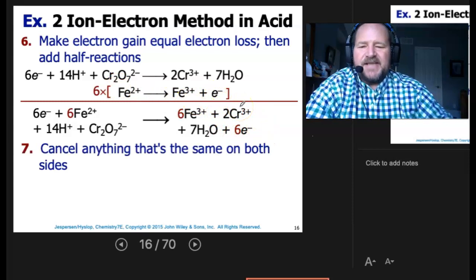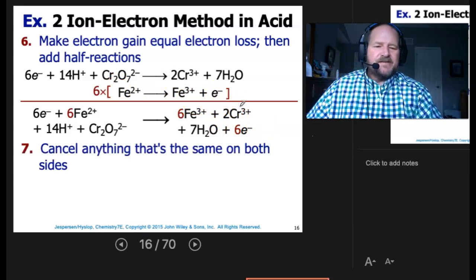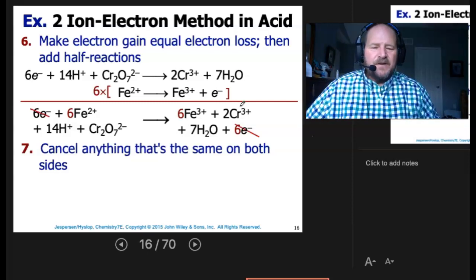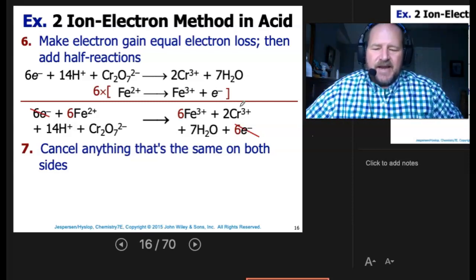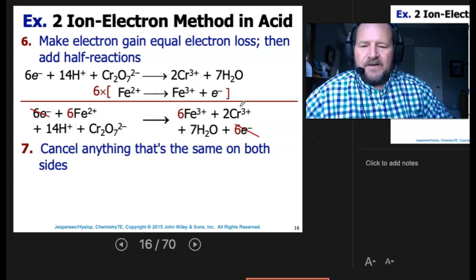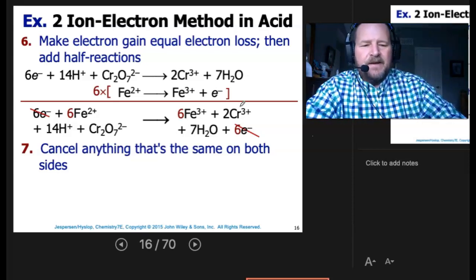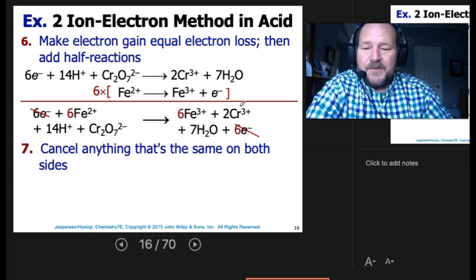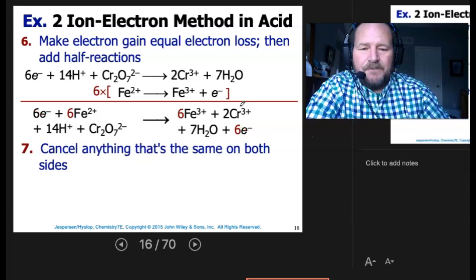Now what we're going to do is cancel out everything that's the same on both sides. So obviously the whole reason why we did that was to cancel out the electrons. If there's anything else that can cancel out at this point, we would. However, nothing else is going to cancel. Don't be tempted by the irons. They're 2 different irons, right? They're +2 and +3, so they do not cancel out.